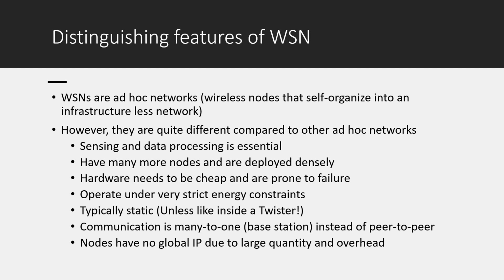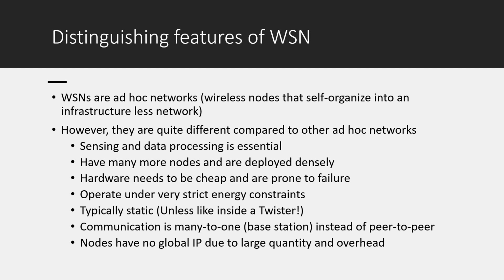Communication is many to one, which means the nodes do not communicate with each other. Okay, they do communicate with each other to some extent, but their main destination is the sink or the base station. So the communication is many to one instead of peer to peer. Peer to peer means my source and destination are in the same network, but many to one means all the nodes of the sensor network communicate with the base station. Their end target is the base station.